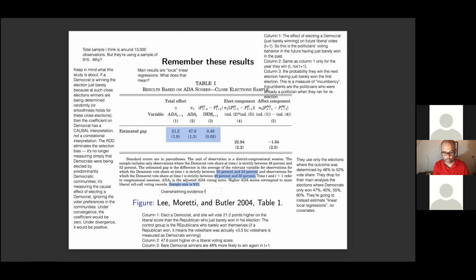Overwhelming evidence for convergence and incumbency advantages.